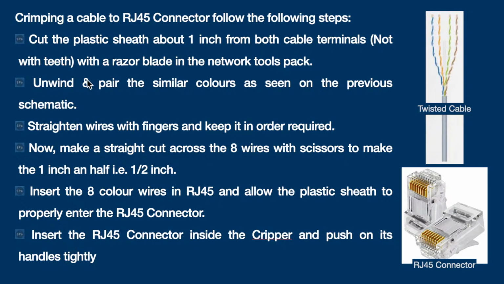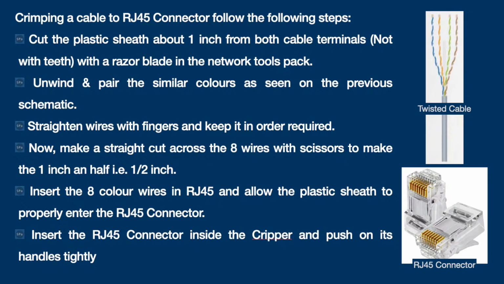Okay, so having cut that away, now step 2, unwind. You can see, why do we call it twisted pair? Because each of these pairs is twisted. Can you see? All these are twisted. So having cut that sheath 1 inch away, you have to unwind it to make it untwisted, and you will straighten it. They say unwind and pair the similar colors as seen on the previous schema, like I've shown you. So you have to arrange the colors as seen initially.